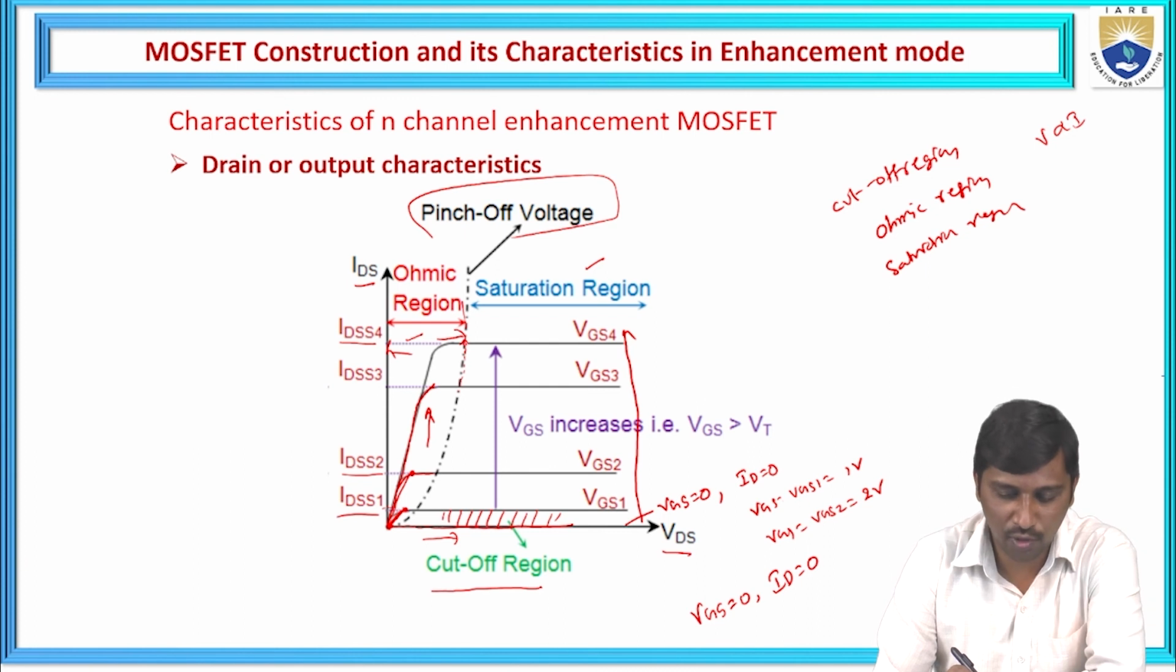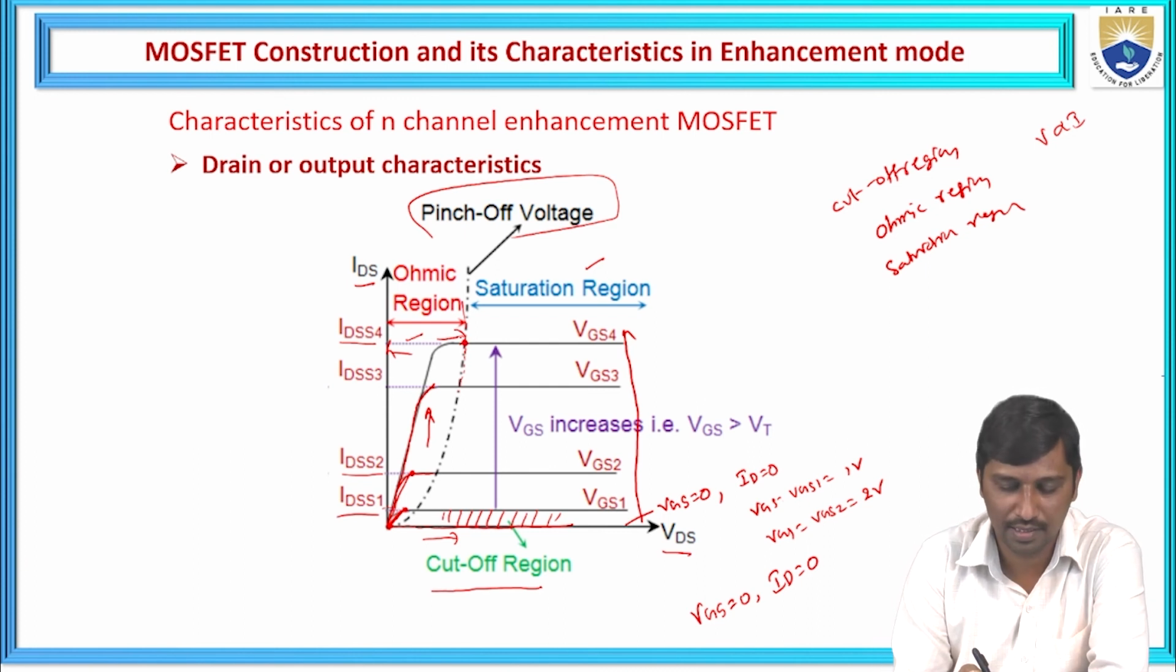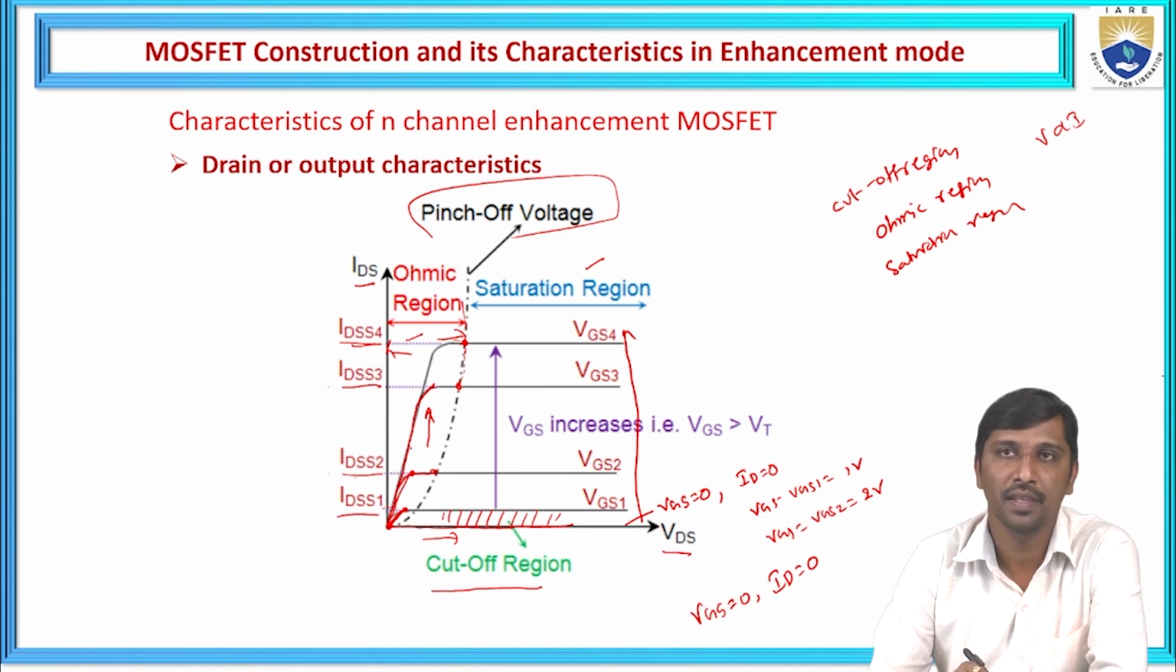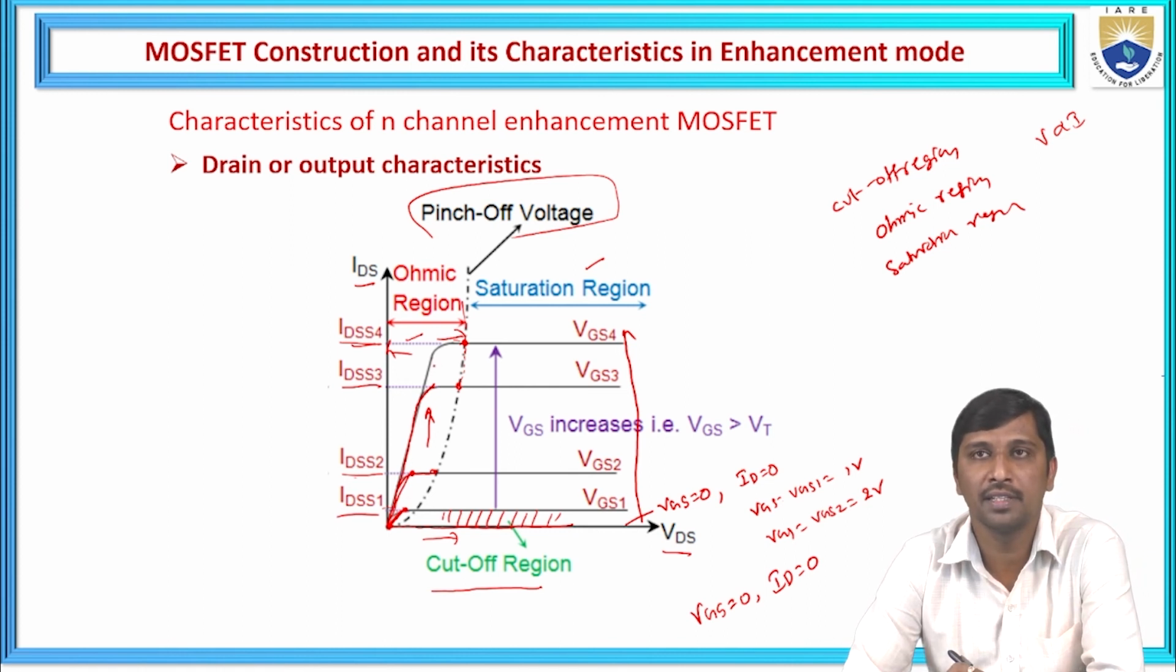So at this point, if you observe from these characteristics, the drain current becomes saturated. Again, similarly, at this point, the drain current becomes saturated, and similarly at this point as well. So that is the region. The region before the drain current becomes saturated is called the ohmic region, and in that ohmic region, it satisfies the linear characteristics, or Ohm's law. Hence, this portion is called the ohmic region.